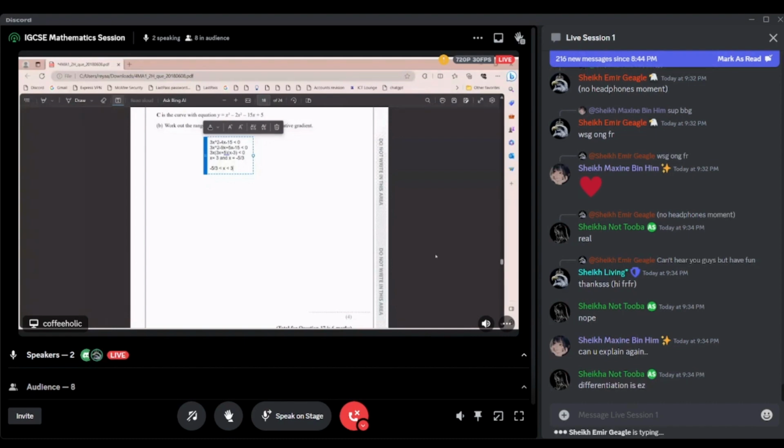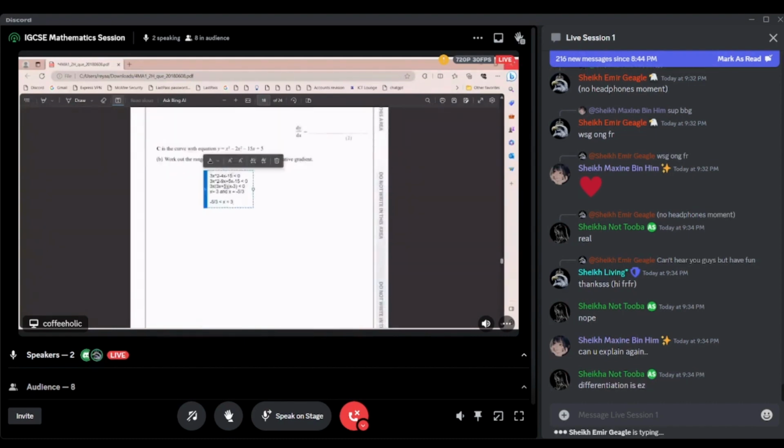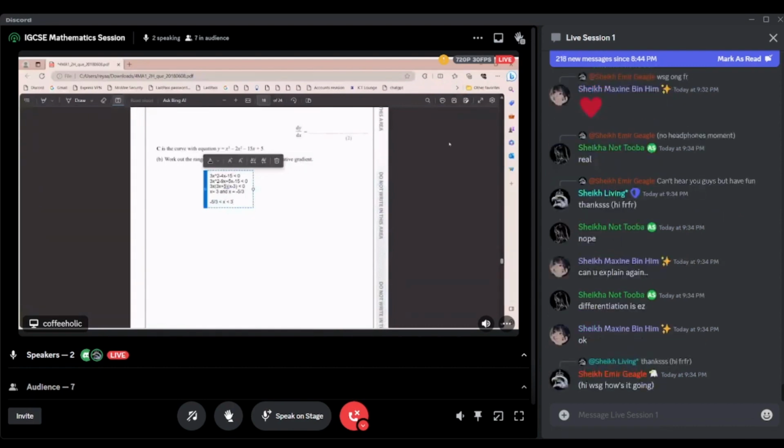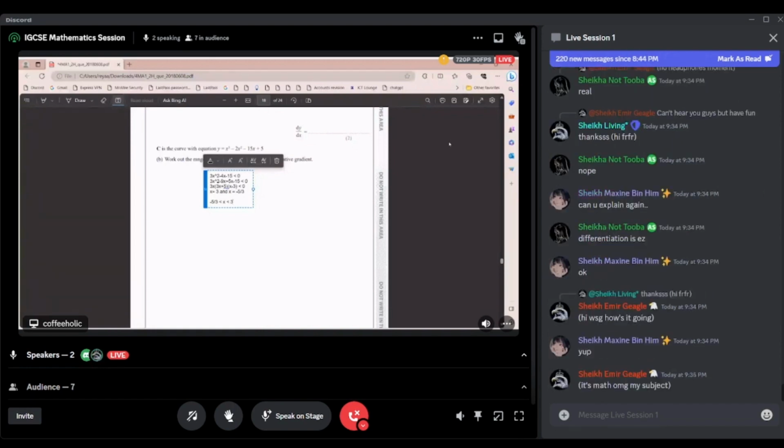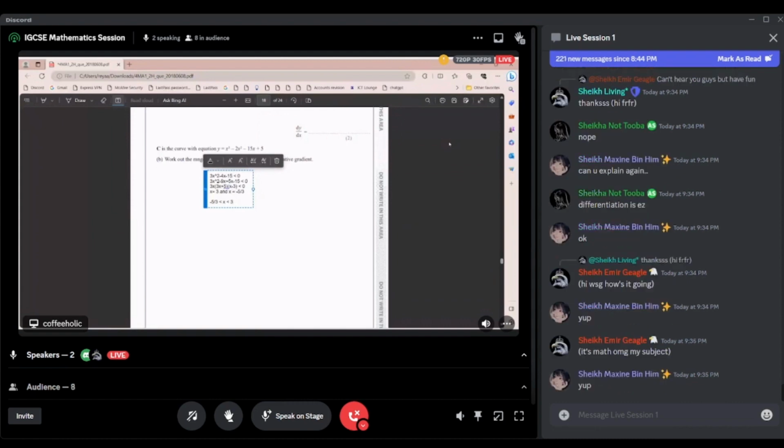So basically what we did is we figured out dy over dx to get the gradient equation, which is 3x squared minus 4x minus 15. Then it says we need to work out the values of x for which C has a negative gradient, which means we set the equation to less than zero. Then we factorize the left side, the dy over dx equation, and you should get x equals 3 and x equals minus 5 over 3. It's just normal factorization. Does that make sense?